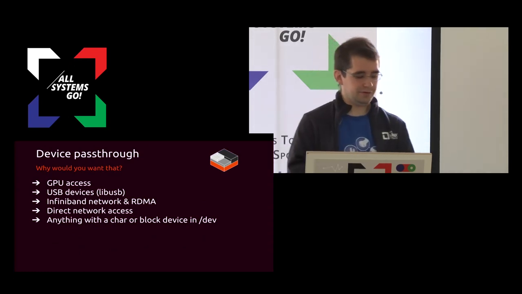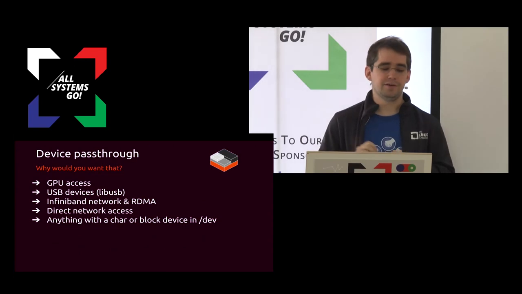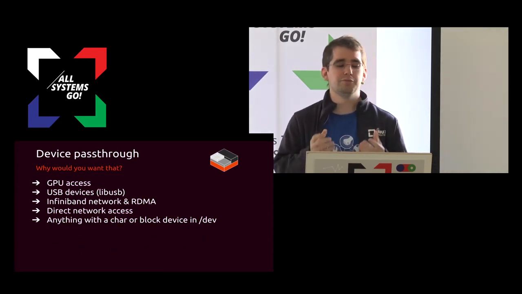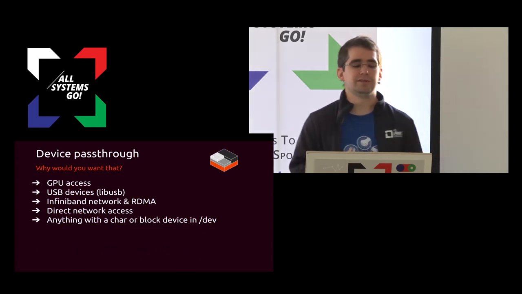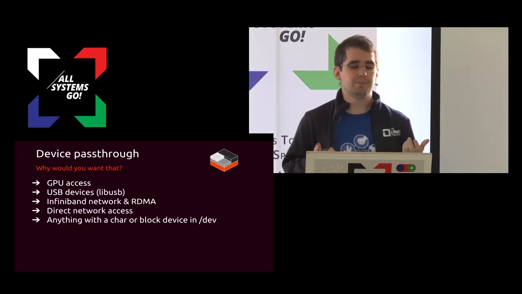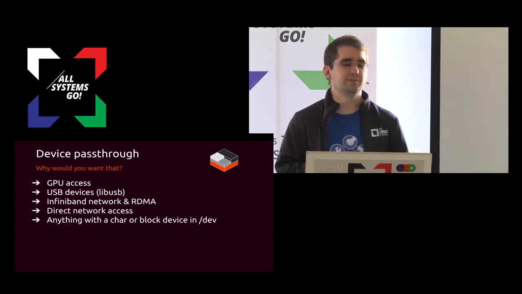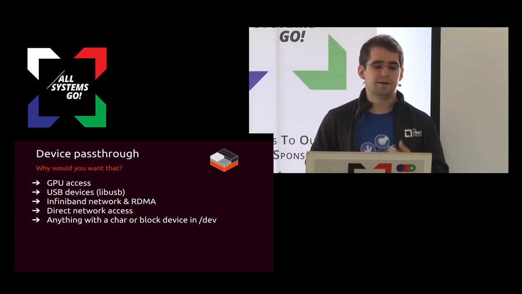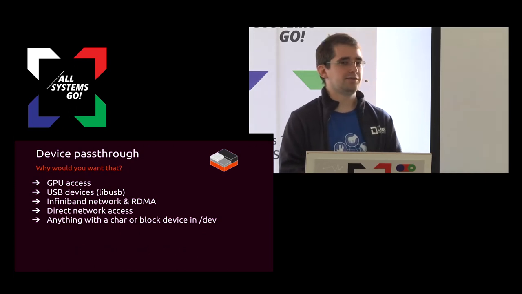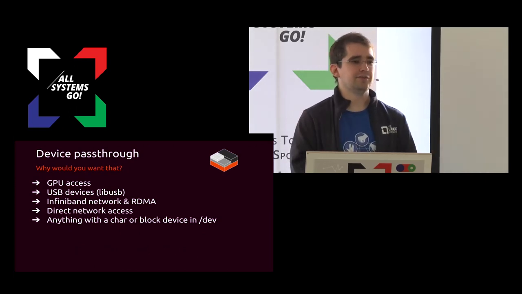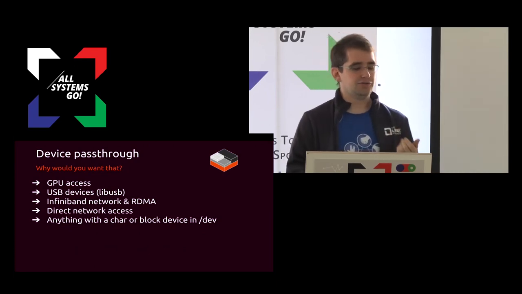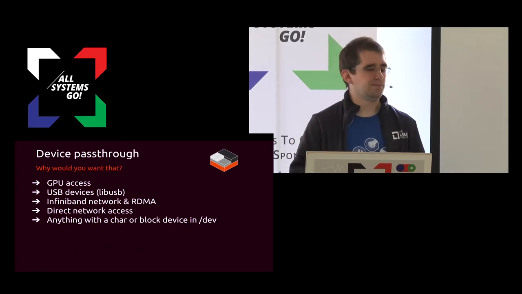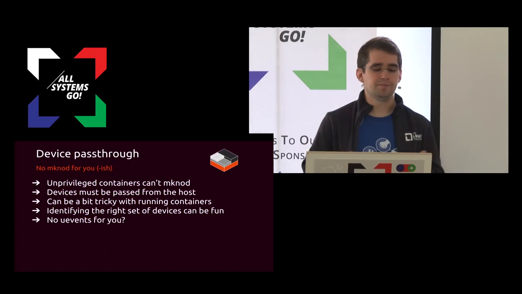Now, the first thing I want to go through is devices. Like, why would you want devices attached to a container? Well, maybe you want a GPU. Maybe you want some USB device. Maybe you're doing HPC and you care about InfiniBand networking and RDMA. Maybe you need direct network access because you don't want to use bridging and all that stuff on your fancy 100 gigabit network card, for example. Or you just want access to any character or block device on the system, say a USB serial link or some science equipment or whatever.